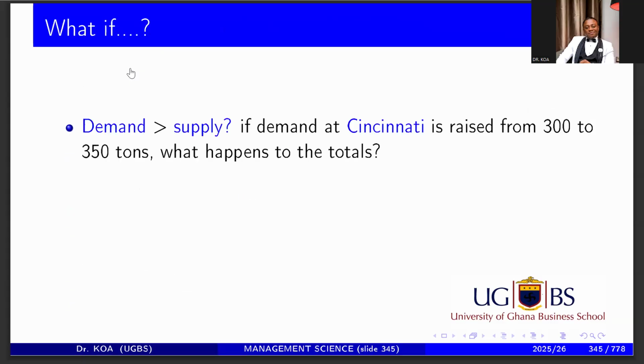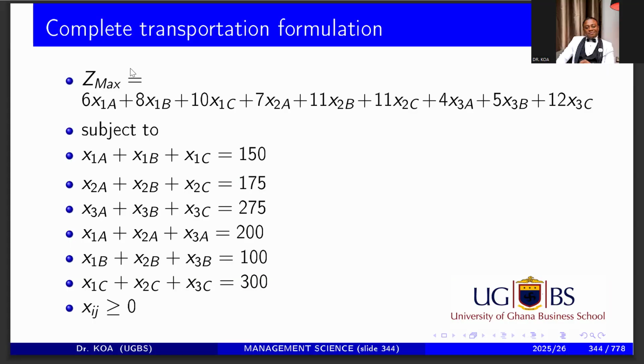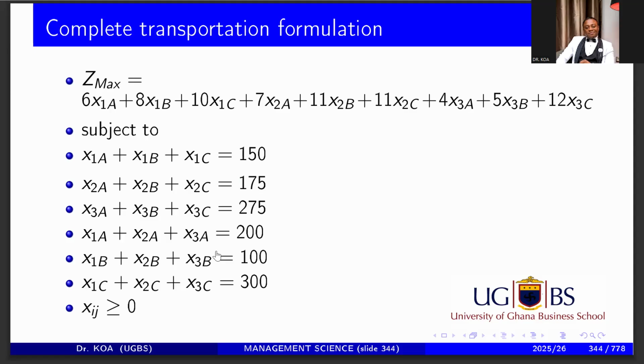Now, what if we were dealing with an unbalanced transportation model? What if the demand at Cincinnati, this last one, is not what you see, is not 300? What if it's not 300?